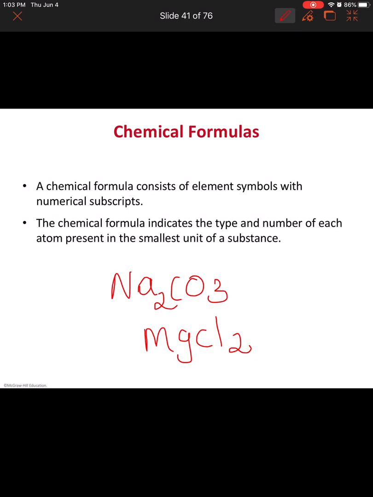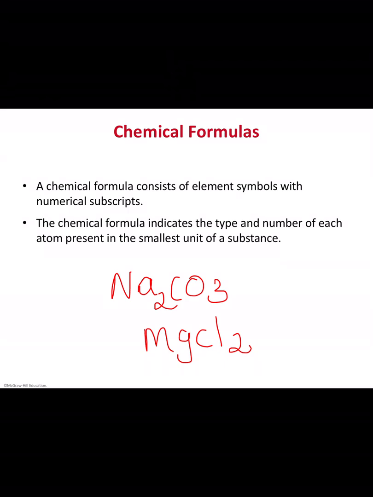The chemical formula indicates the type and number of each atom present. In this one there are two sodium atoms, and then you have one unit of carbonate. And in magnesium chloride there are two chlorides but only one magnesium. How do we figure out how many atoms? We're going to learn that.